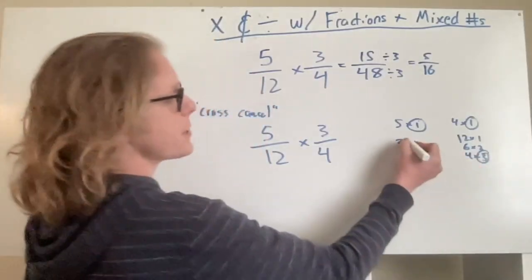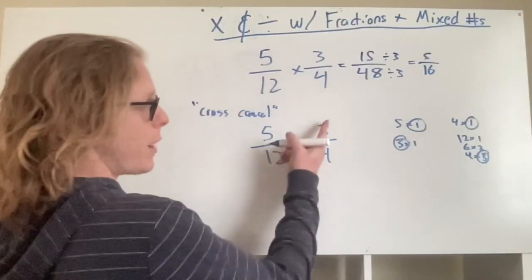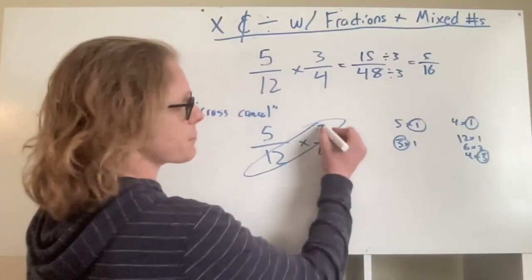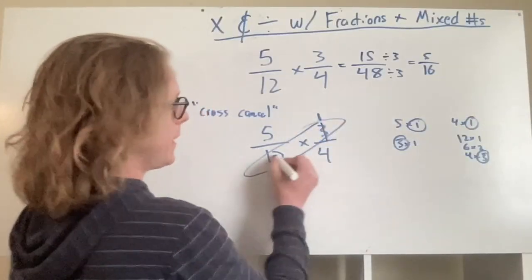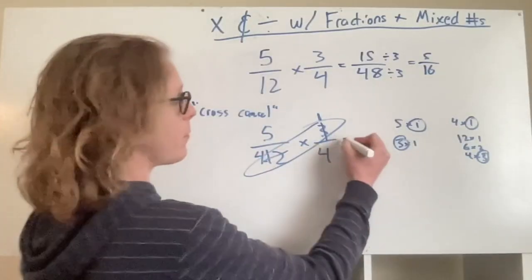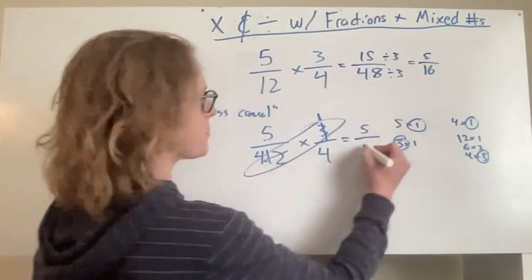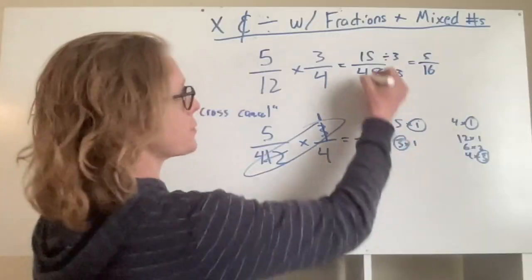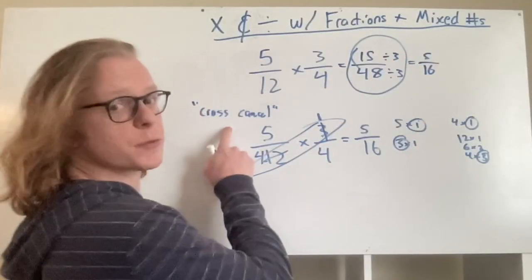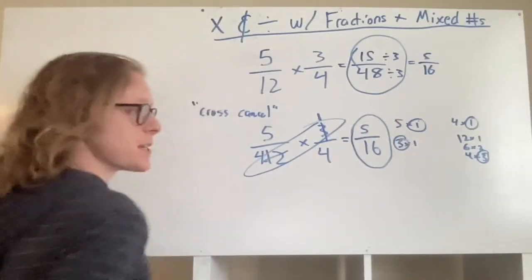So notice that 3 is a common factor, okay? So we're going to go ahead and simplify. We're going to go ahead and cross-cancel. This is 3 times 1. And this is 3 times 4. Now that I've done that, I'll multiply straight across. 5 times 1 is 5, and 4 times 4 is 16. Again, notice we skipped this whole step, right? Because we cross-canceled before we multiplied. We went straight to a simplified answer of 5/16.